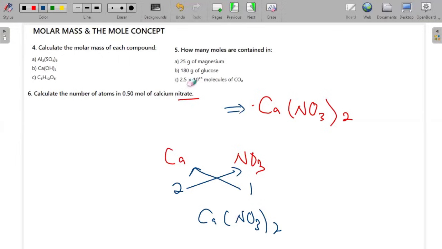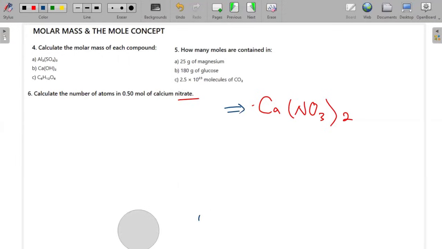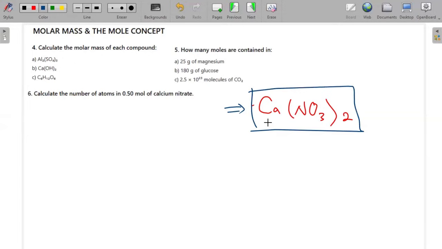So now we want to find how many atoms are contained in 0.5 moles of this calcium nitrate. Okay, so this one is a trick question. Looks simple, but it's a trick question. But I'm going to show you how to do it. Okay, so this one here, the way I've written it, this formula here is one mole on its own.